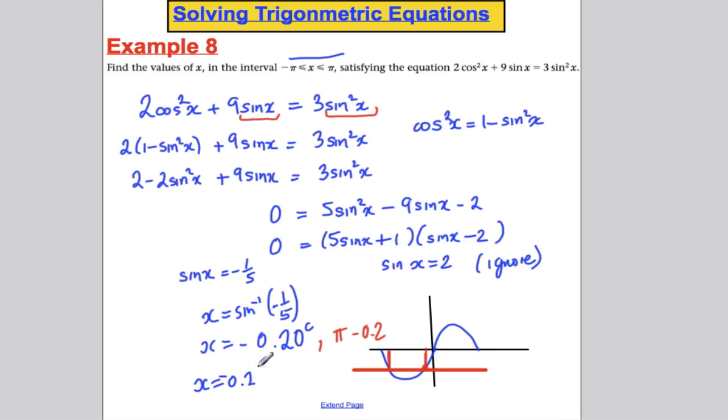minus 0.2 radians, and our other value is going to be, it's minus pi plus 0.2. You're at minus pi here, and you go 0.2 from that. So we're going to be minus 2.94 radians. And that is our final answer to this problem.